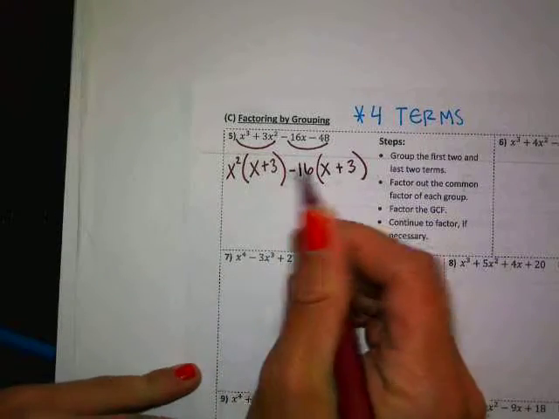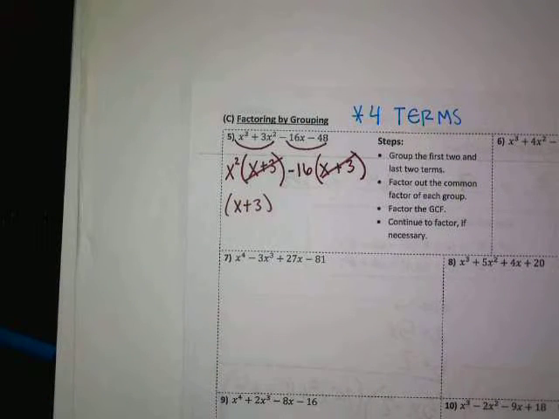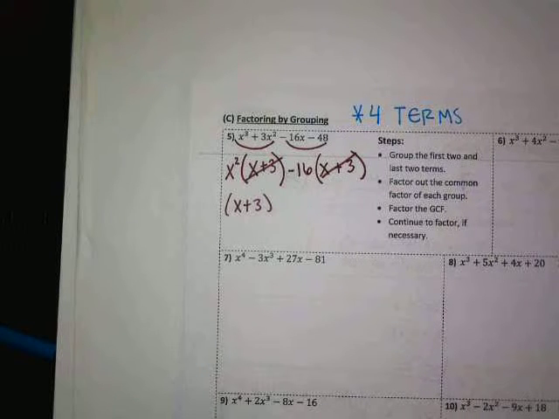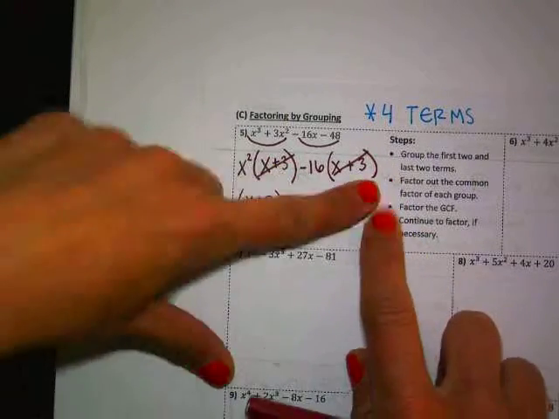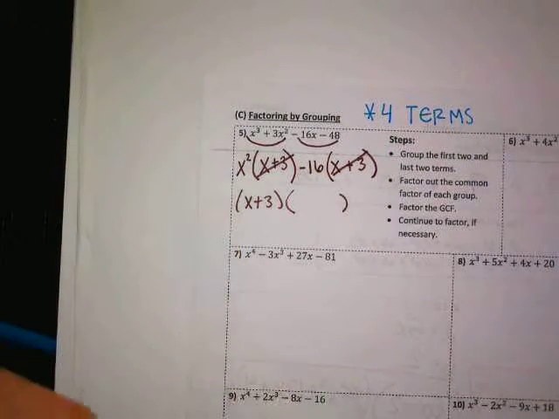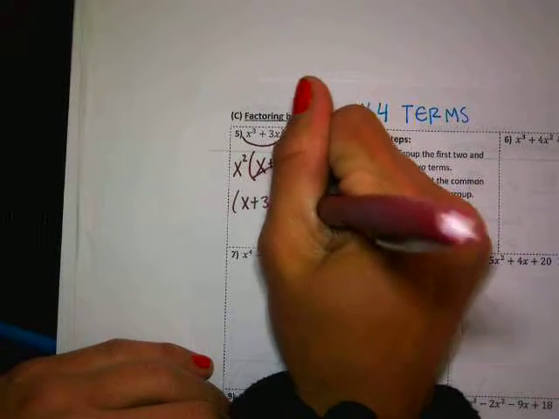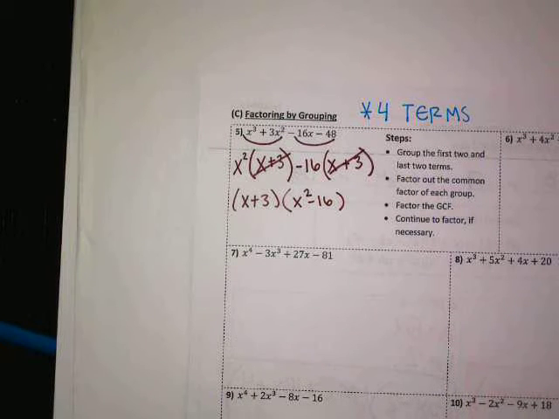All right, so because these guys are the same, we are going to write that parentheses one time. So just square? No, just write it once. It's kind of like you're taking that out as a GCF. Like this is a term and this is a term, and they both have x plus 3. So you're just making it into 1 term. And then we're going to write the stuff that's left over in another set of parentheses. So we're going to write the x squared minus 16. All right, and that's the grouping method.